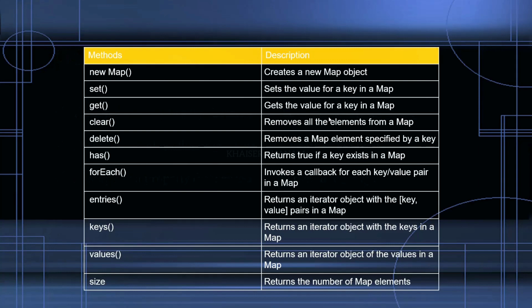Now these are some of the methods we are going to learn in this session. New Map will be creating a new map. We have set, we have get, we have clear. Set will be setting the value inside the map. We have get to get the values, that is we will be getting the key inside the map. Everything we are going to see in practical.